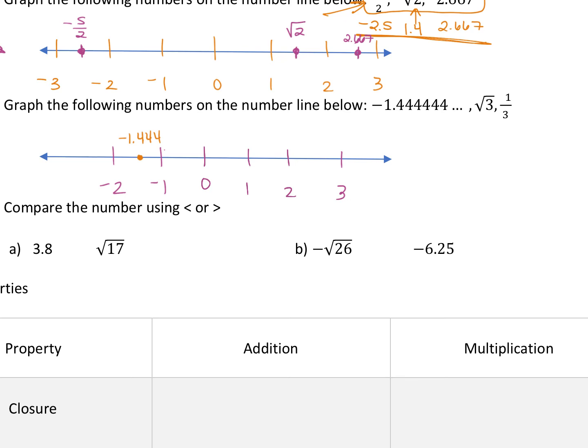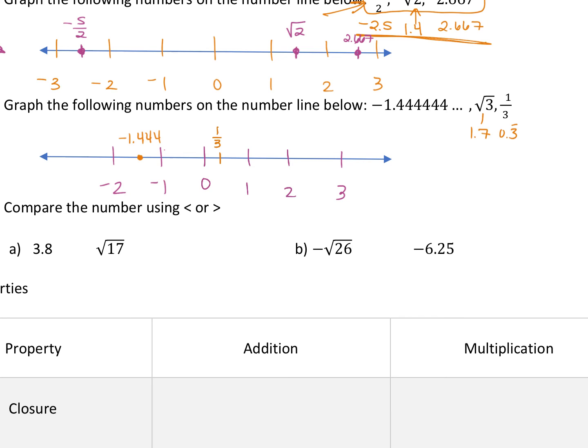The next one. So square root of 3 and 1/3. What did the square root of 3 come out to? 1.732. Okay. What's 1/3? 0.3 repeating, right? So where is that 1/3 going to go? Between what two numbers? The 0 and the 1, right? 1/3 of the way. So that's right here, 1/3.